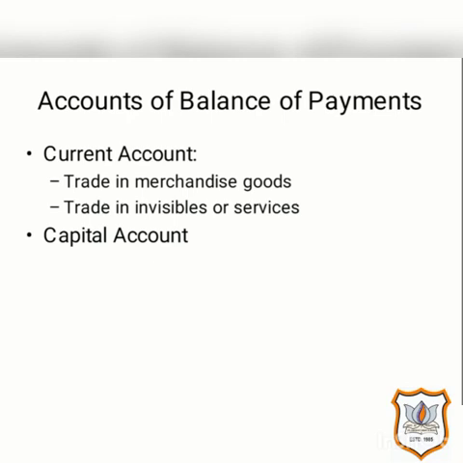Similarly, trade in invisibles, which is also known as services. Whatever income is received from services is recorded on the credit side, and similarly whatever payment is made for services is recorded on the debit side. The combined balance of both, that means trade in merchandise goods or tangible goods as well as trade in services, is said to be the current account balance.